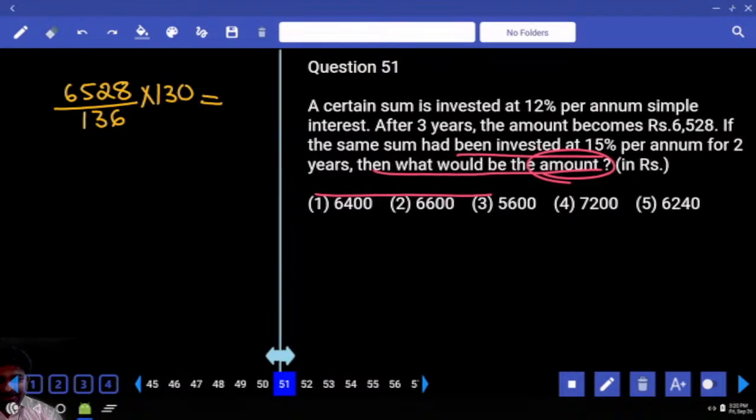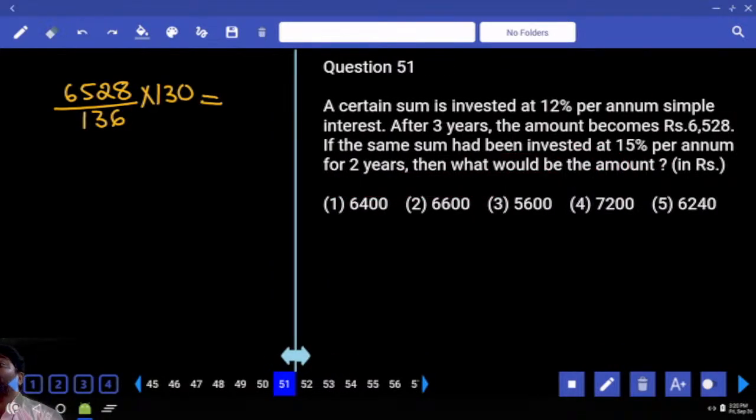Look at your options. The fifth option is the only option where you have only 1 zero. The rest of the options all have 2 zeros. Those can never be your answers. Okay?